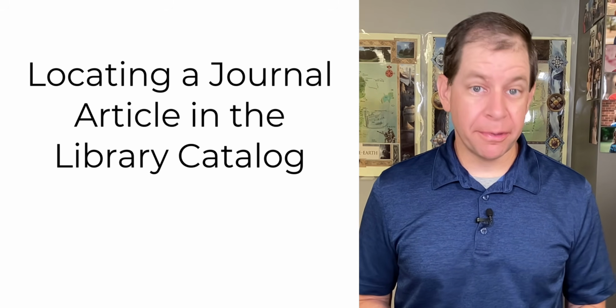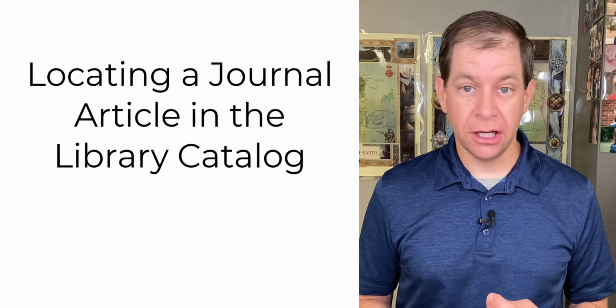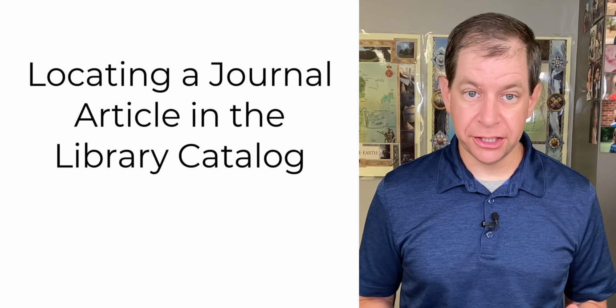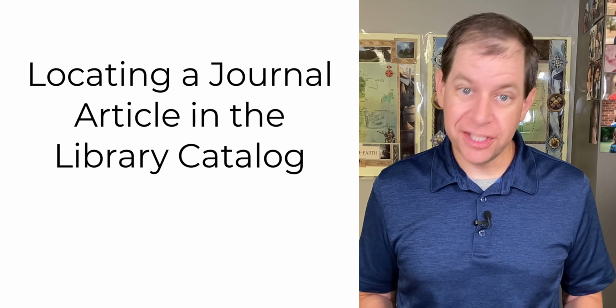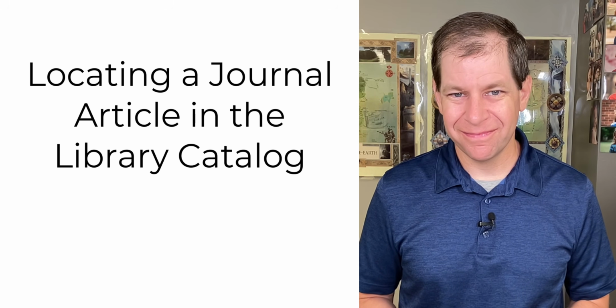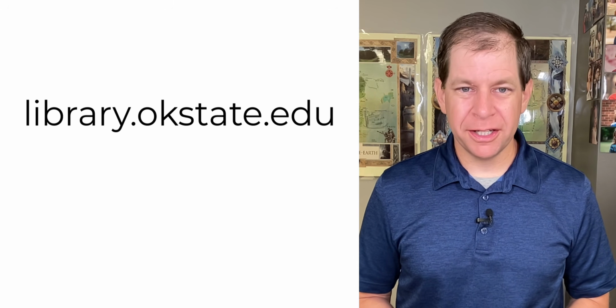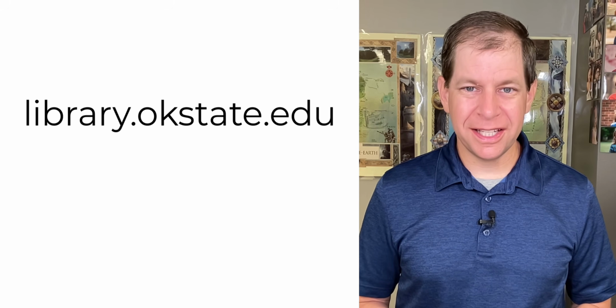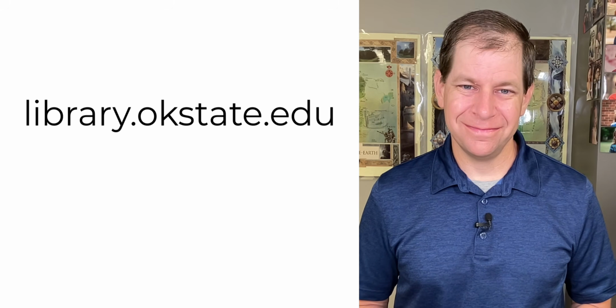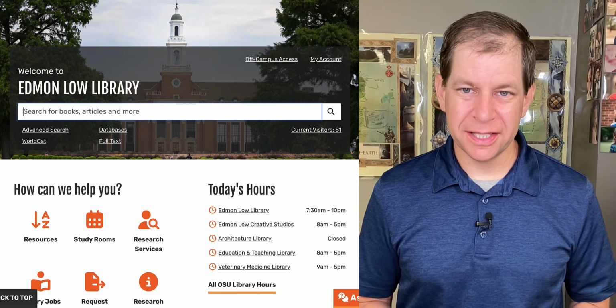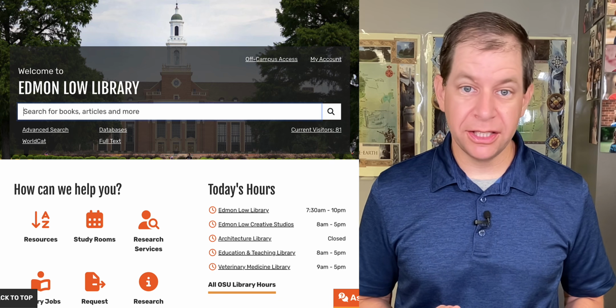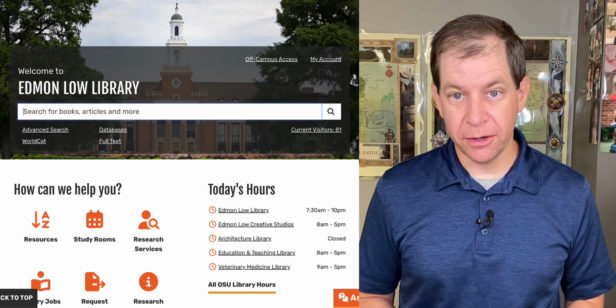You can use the library search to find scholarly journal articles that you can use for research, course assignments, or just your own personal curiosity. Start by visiting the library's website, library.okstate.edu. Use the text box to enter keywords that relate to the article that you might be looking for.